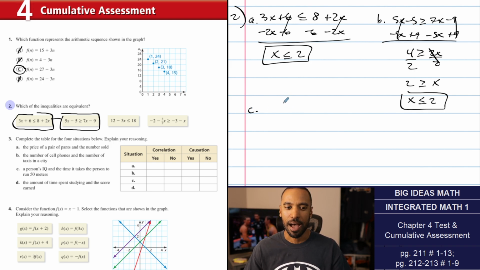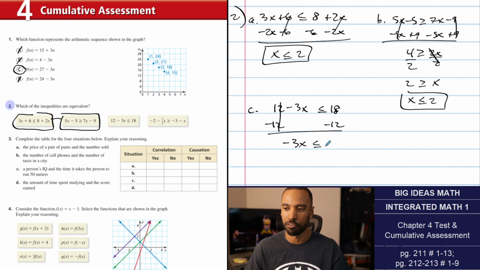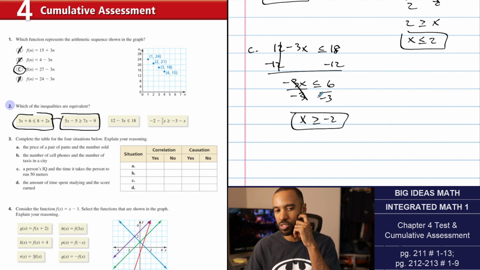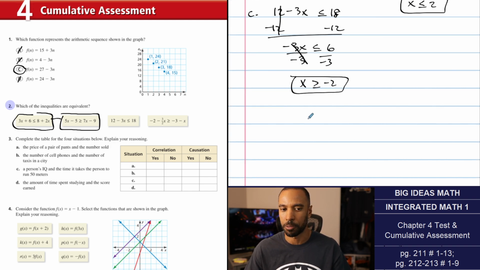That'd be fun. 12 minus 3x is less than or equal to 18. If I subtract 12 from both sides here, this 3x is still negative, which is important for flipping the inequality, right? If you remember that. Divide by negative 3. Now, a couple things happen here. It turns negative, and this becomes greater than or equal to. So negative 2. Not the same as those, but we'll see how it compares with D, which has a fraction.